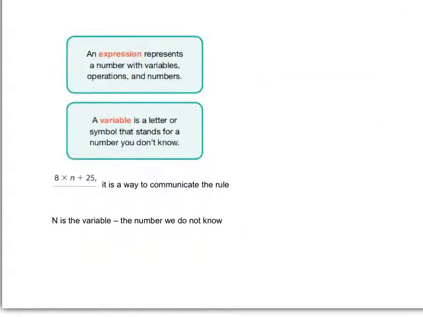All right, just to review, an expression represents the number with variables, operations, and numbers. So an expression has a number, the 8, the variable, which is the letter, and it has operations. So this one has times and it has plus. A variable, remember, is the letter that stands for the number that you don't know. So at this point, it was the number of nets, and we had n as the number of nets. That's the number that we don't know.